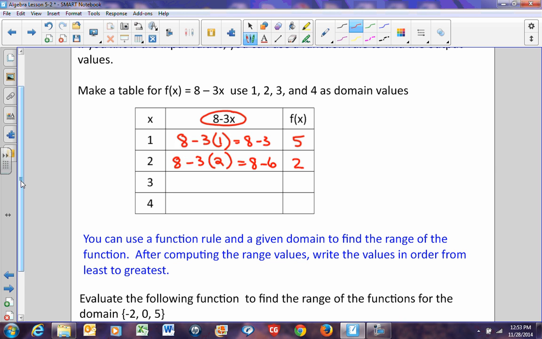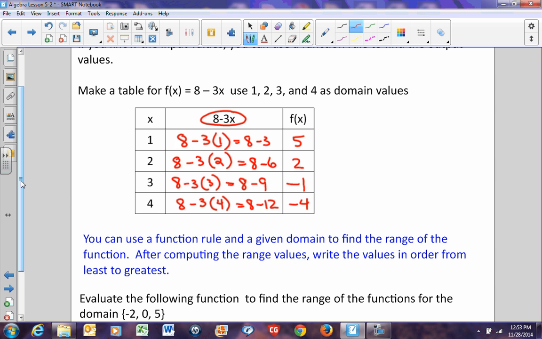When x is 3, I'm going to have 8 minus 3 times 3. So that's going to be 8 minus 9. 8 minus 9 is negative 1. And last but not least, when x is 4, 8 minus 3 times 4 is going to be 8 minus 12. And 8 minus 12 is negative 4.